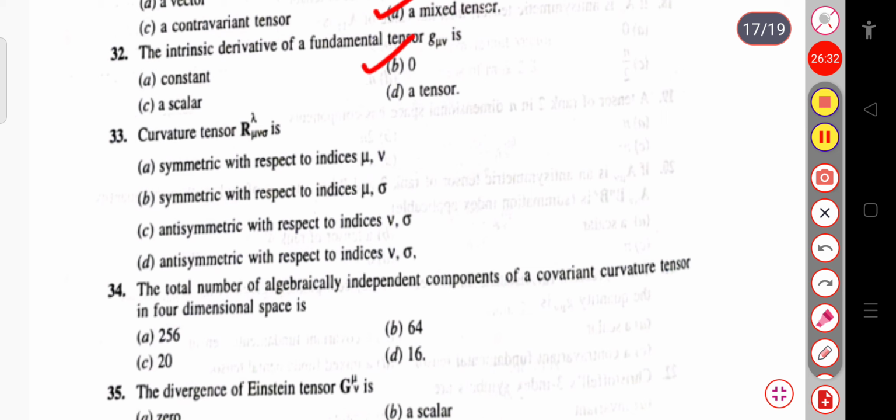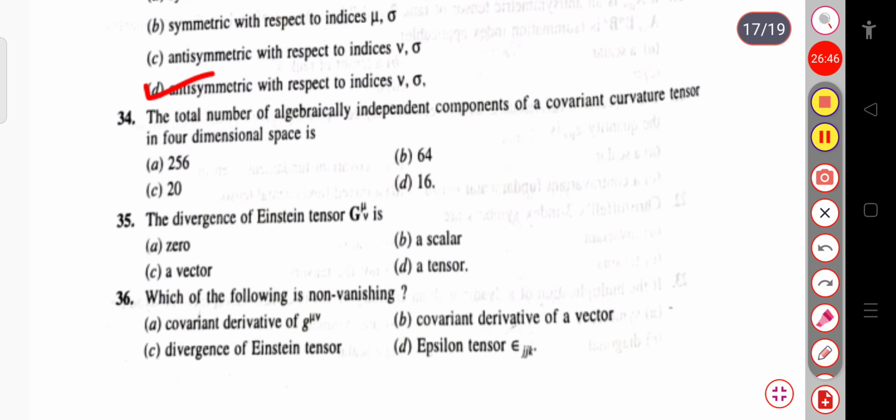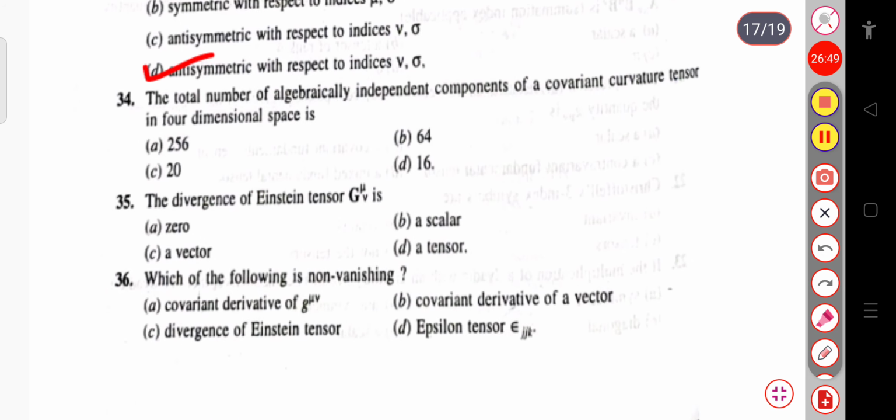Now the curvature tensor R lambda mu nu sigma is antisymmetric with respect to indices nu and sigma. The next is the total number of algebraically independent components of a covariant curvature tensor in 4-dimensional space. So this will be always 20. The next question is, the divergence of Einstein tensor G mu nu is 0.